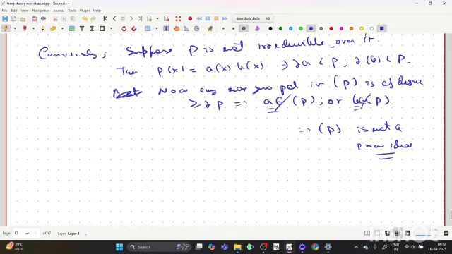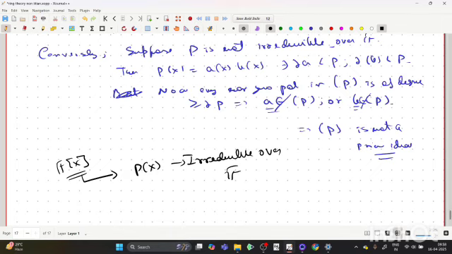Therefore, by contrapositive, we are done, right? So what we immediately conclude from here is that if you are in some polynomial ring over a field, and you choose any polynomial which is irreducible over F, then that should immediately imply that F[x] mod P(x) is an integral domain, right?